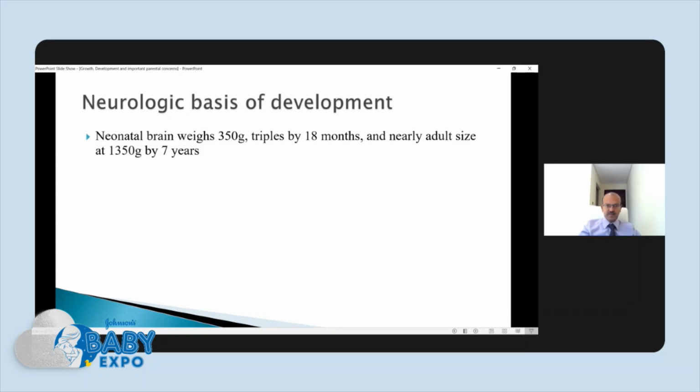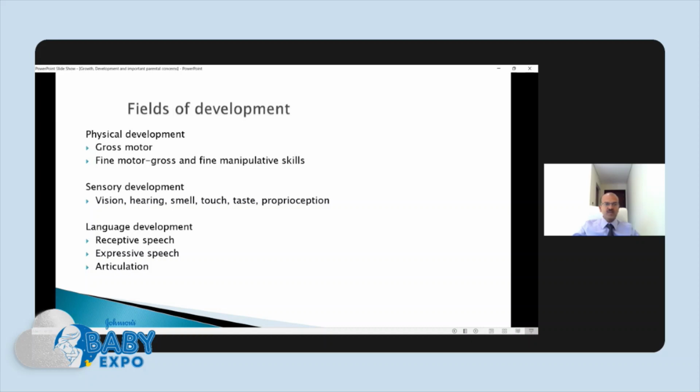So you can see the rapidity of growth in the first 18 months, and that's why all the interventions that you focus on, like avoiding screen time, stimulating in the proper way, maintaining appropriate nutrition in the first 18 months, are all very important. There are different fields of development.